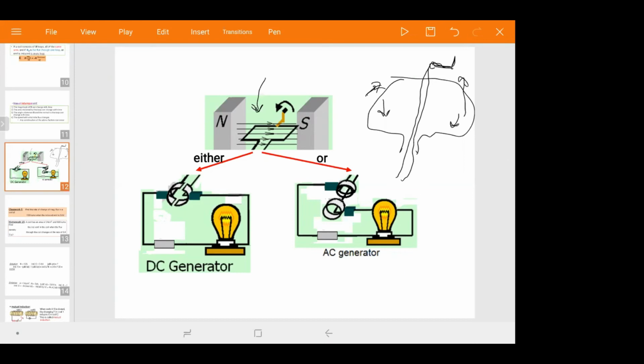So what type of current do you get? AC, or can you also get DC? If you are following your grade 10 physics, whether you get DC or AC depends only on what you have outside. That means outside the magnetic field, if you connect it to what we call, as you see on the left side, a commutator and brush, you get a DC generator. That's how you get a DC source, by the way.